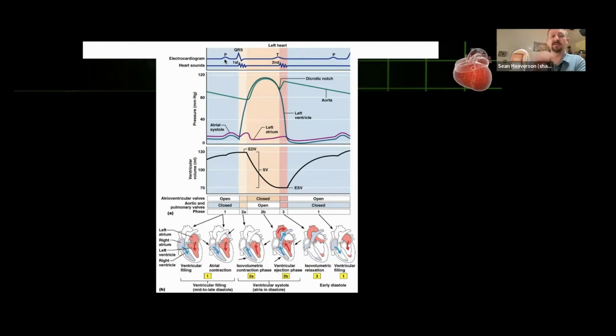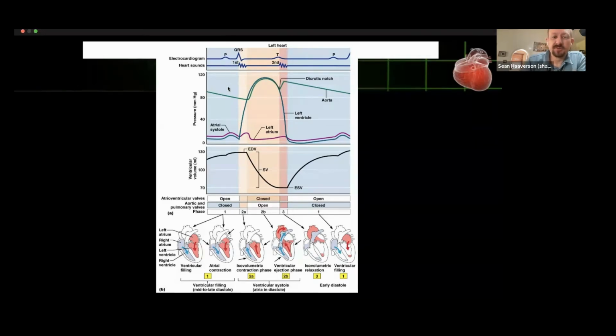The P wave happens when the SA node's depolarized. The SA node depolarizes, electricity goes down the atria of the heart, right? So it starts at the top, moves down to the top right, and then across to the top left, and it goes down the rest of the atria and stops at the AV node and stops moving downward to the heart because of the connective tissue in the atrioventricular valves.